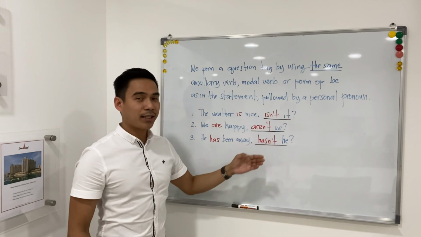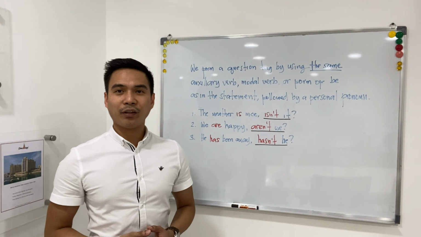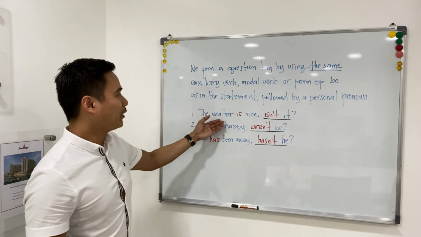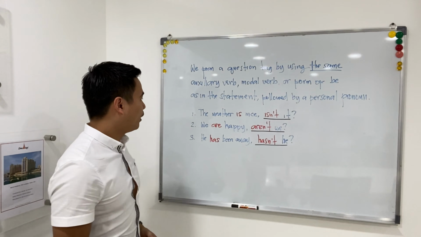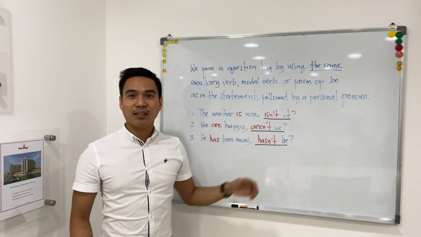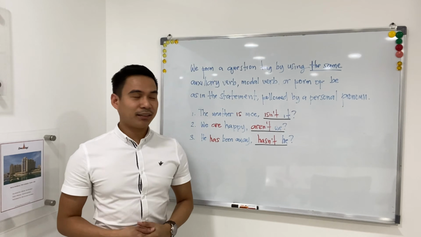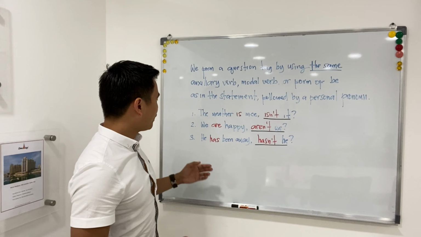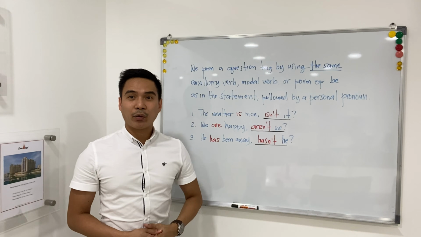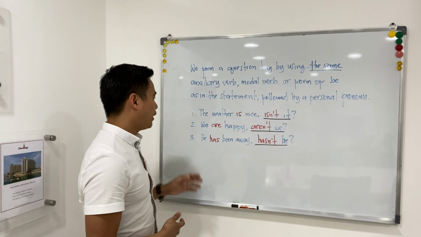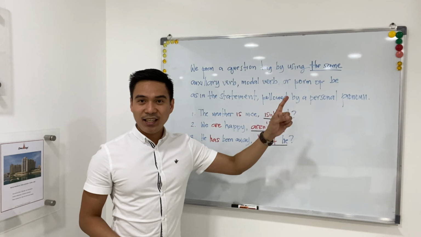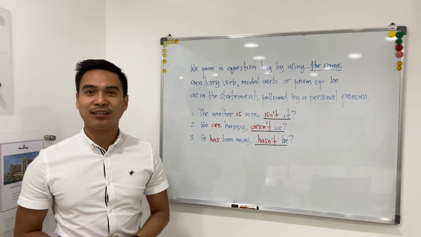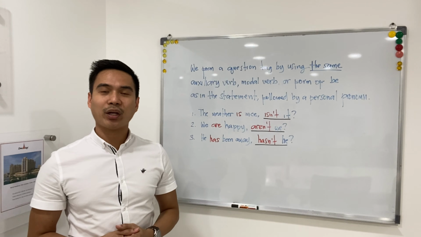Notice that on the first two statements, I had a falling intonation. The weather is nice, isn't it? We are happy, aren't we? It is because I believe that the statements are true. On the third example, I had a rising intonation. He has been away, hasn't he? It is because I'm not sure if he has been away. So it is a genuine question.